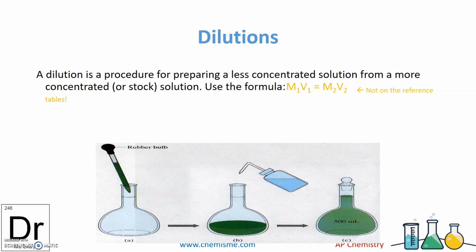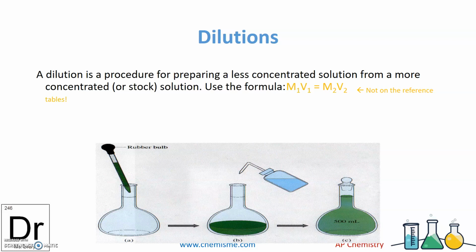So a dilution is a procedure for preparing a less concentrated solution from a more concentrated, or what we call a stock solution. And the formula we tend to use in class is M1V1 equals M2V2, something you should have seen last year. Note that that's not on the reference table, so if you want to squiggle it in for quizzes, you can. But when tests come and I give you a clean reference table, you'll have to know it. Or you could actually do the calculation using just the molarity formula, but you have to do it twice. One for the first concentrated solution, and then again for the dilute solution.